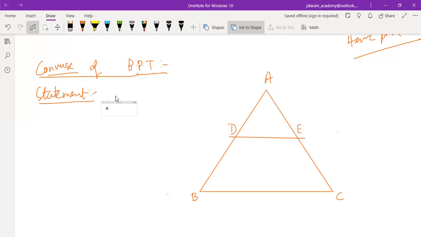A line intersecting any two sides of a triangle proportionally is parallel to the third side.